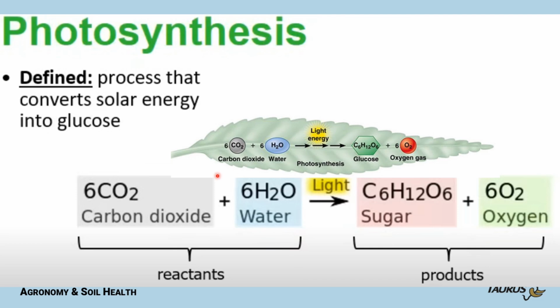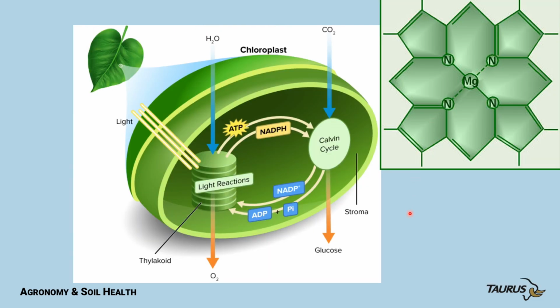Photosynthesis, simple. Carbon dioxide plus water plus light gives you sugar and water. That's all photosynthesis is, right here. Carbon dioxide, water, light, glucose, oxygen, and the waste product is oxygen. That's kind of cool. Lucky for us.